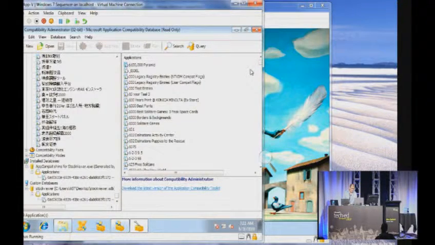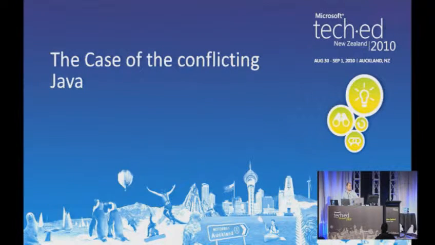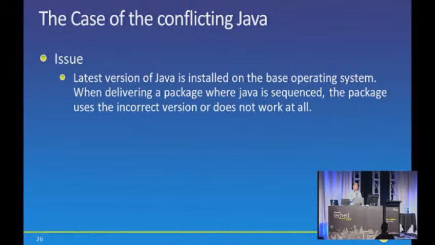So the next case that we have is the case of the conflicting Java. Java seems to be a popular one that gets deployed. Essentially what happened with the customer is they deployed the latest version of Java to their base operating system. They wanted the latest version of Java there so that they could run all of their standard applications, or run Internet Explorer, and not have a user click on a secondary shortcut to launch their Java apps.